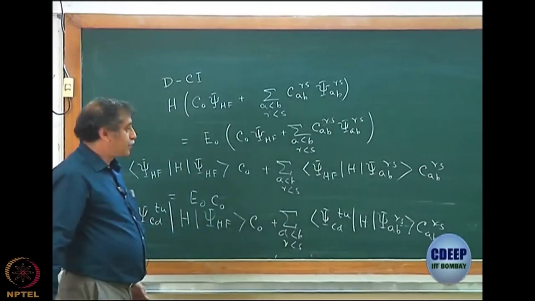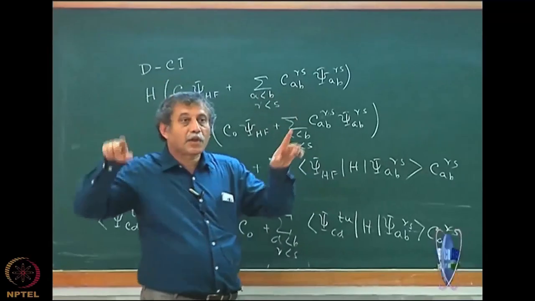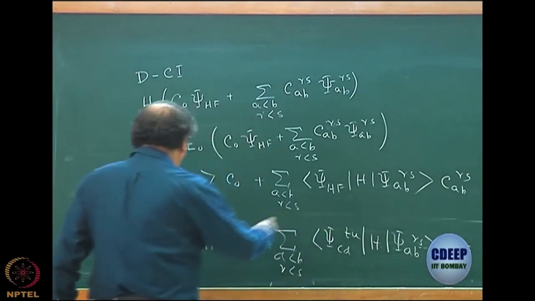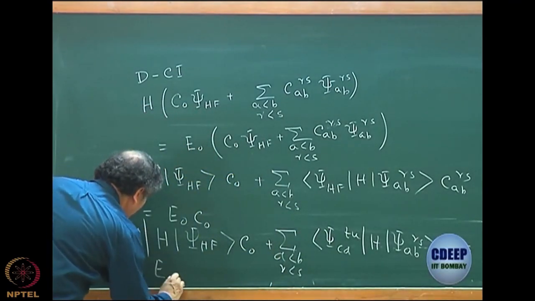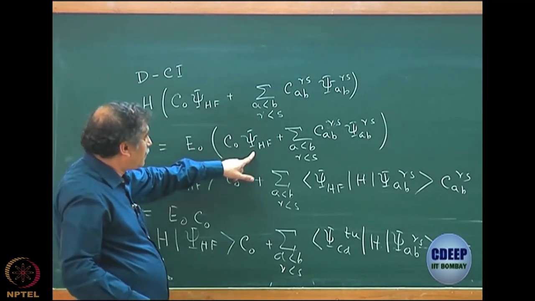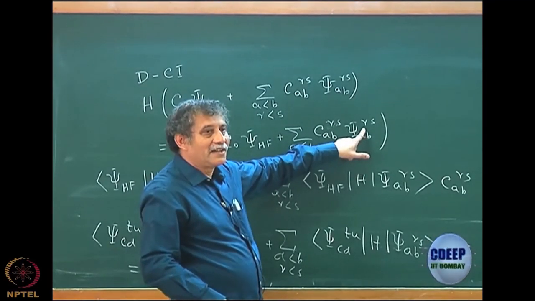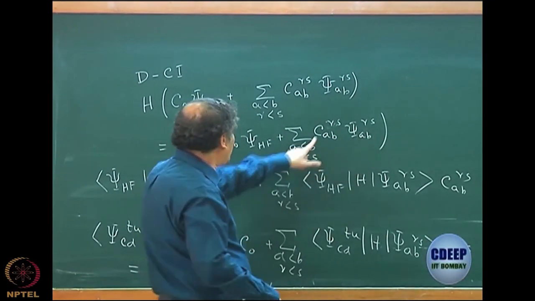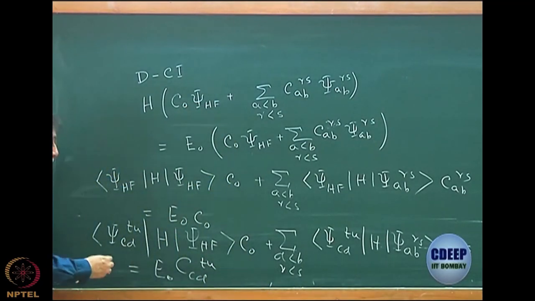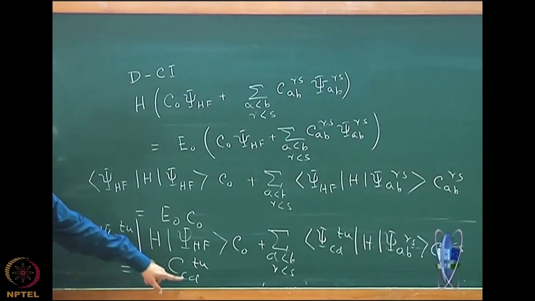Okay. So this is basically the matrix element of the Hamiltonian between doubles and doubles, as we talked in the last class, the doubles and doubles HDD. So this is that part into the coefficient. Again, you have an energy. This part is very easy, because when I do psi CDTU, this is orthogonal to psi Hartree-Fock. Even this is orthogonal to all psi ABRS, unless AB is equal to CD, RS equal to TU, so that time only C CDTU will survive. So you can see, whatever is the configuration with which I am projecting, that corresponding coefficient comes on the right hand side.